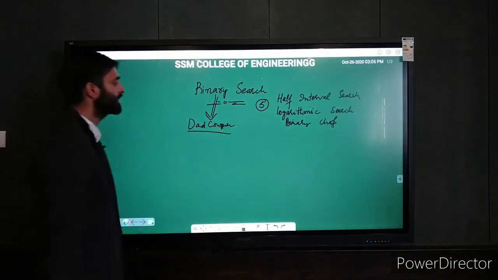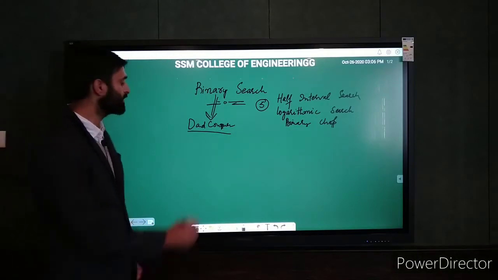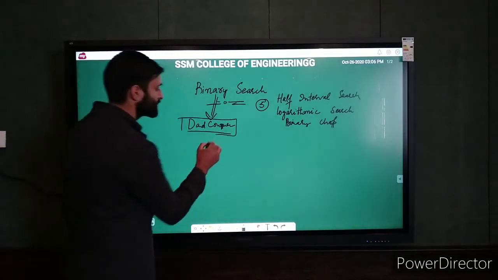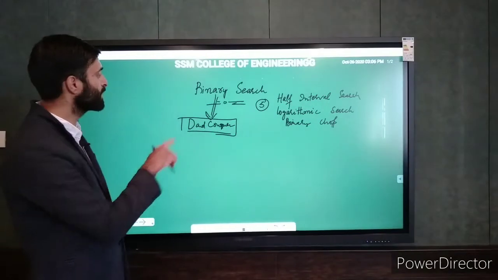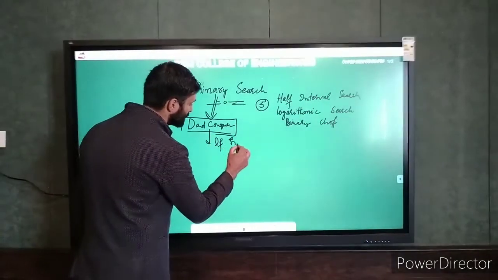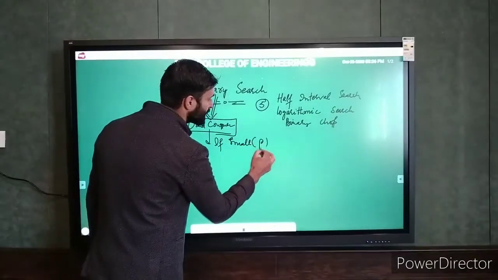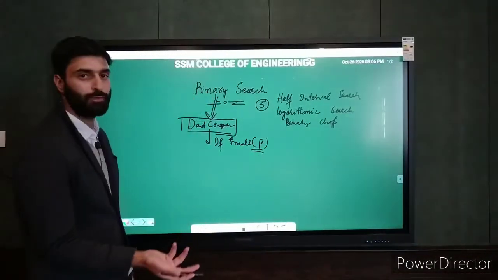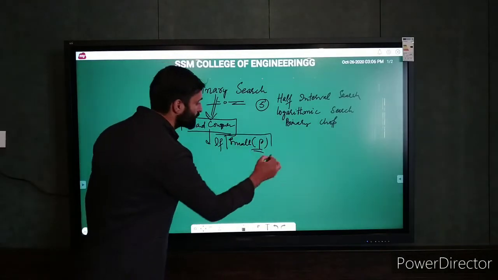To solve the problem of binary search, as I have discussed the divide and conquer strategy in the previous lecture, you can please go through that lecture. In divide and conquer, we say if we have a small problem, if small of P, then it will return true and we solve the problem.